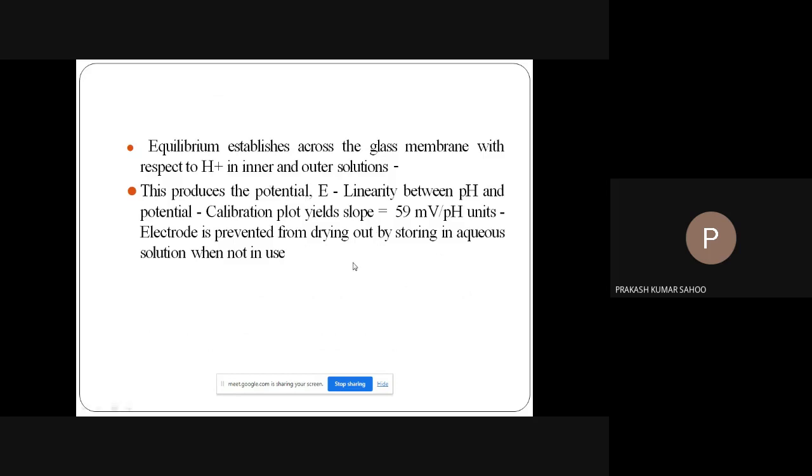An equilibrium establishes across the glass membrane with respect to H plus in the inner and outer solution. This produces the potential E. There is linearity between pH and potential, and the calibration plot yields a slope of about 50 millivolt per pH unit. The electrode is prevented from drying out by storing it in aqueous solution when not in use. So these are the precautions we should take.